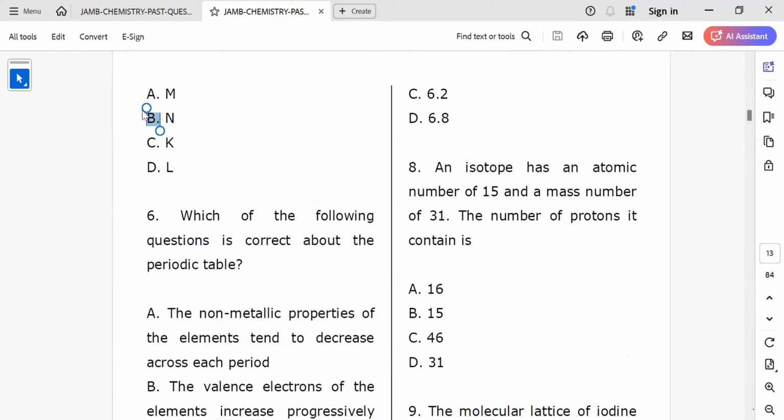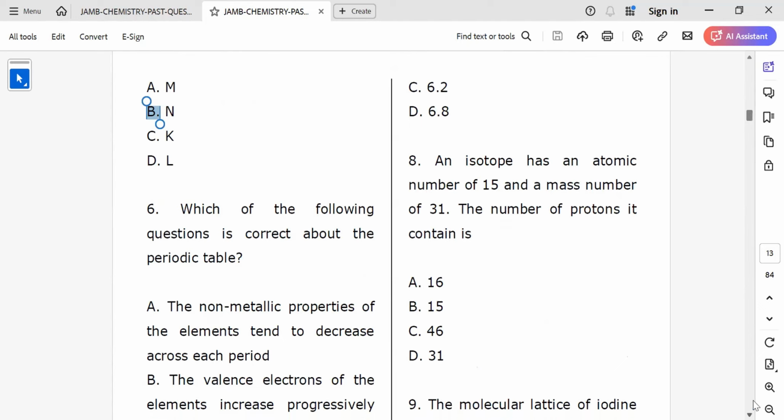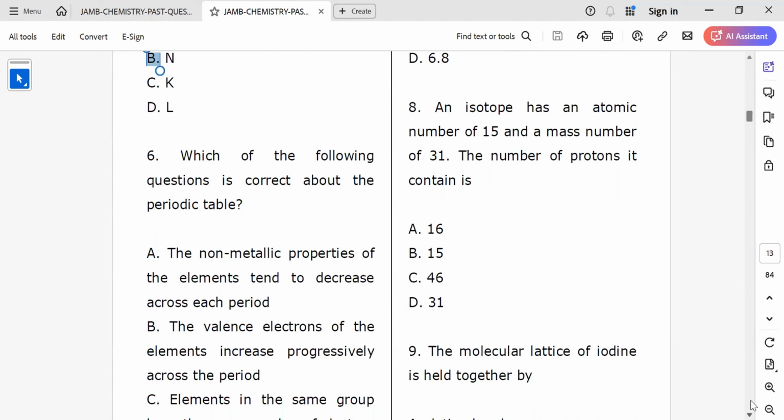So then the next thing is question 6. Which of the following statements is correct about the periodic table? The non-metallic properties of the elements tend to decrease across the period. No, this one is not correct, because remember in the periodic table, let's say this is just a sketch of the periodic table of the elements.